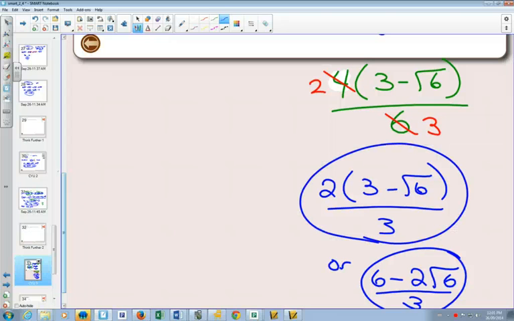Questions for this one are 6, 9, 13I, 13II, and 14.